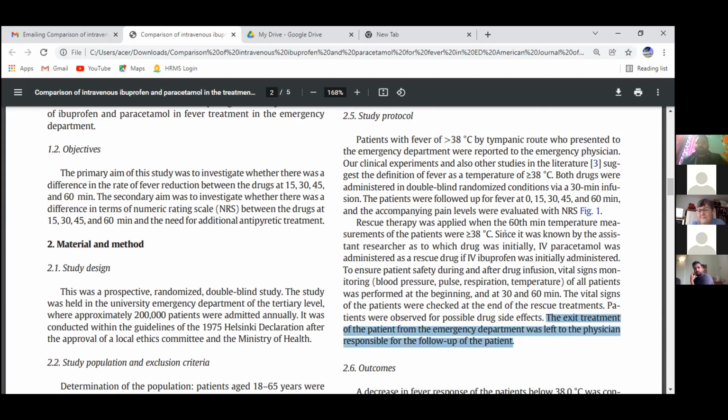But other than that, the rescue drugs, as I mentioned earlier, were different in different groups, because the initial researcher knew the drug that was initially given. So they had to, I think, change the drug. Other than that, during the study, I think both groups of the patients were treated equally. Yeah, I would agree.